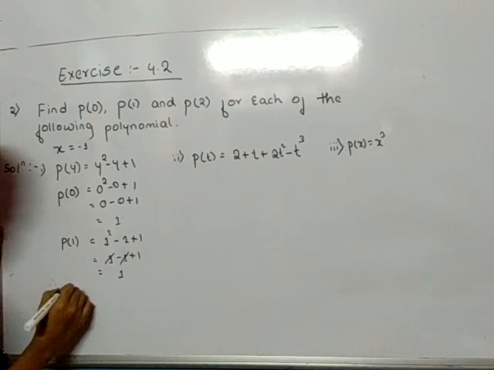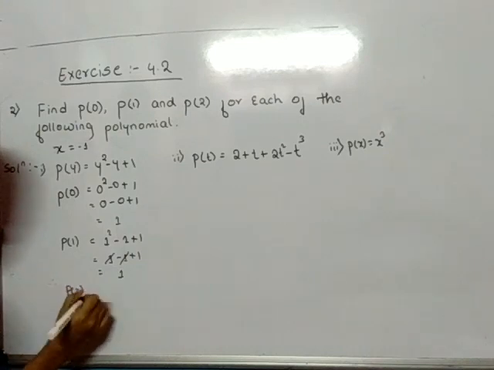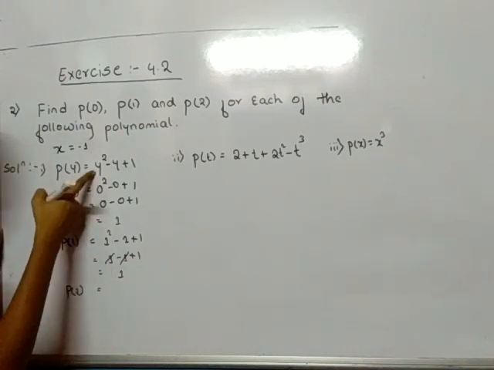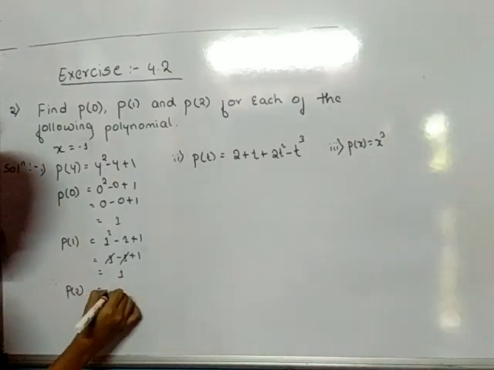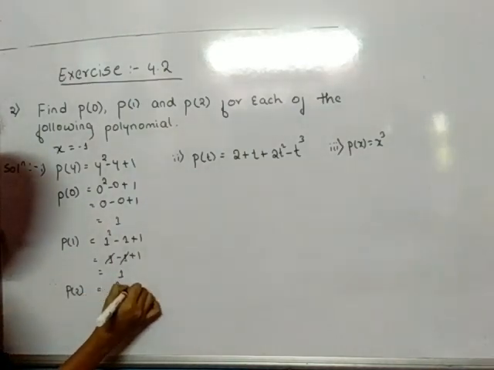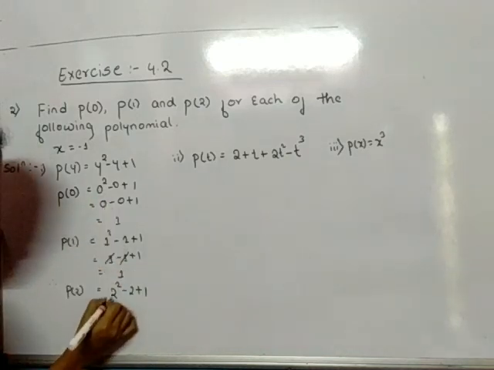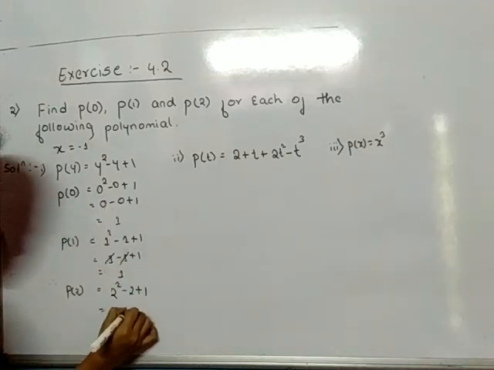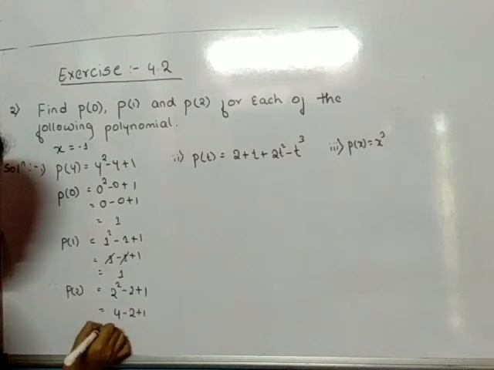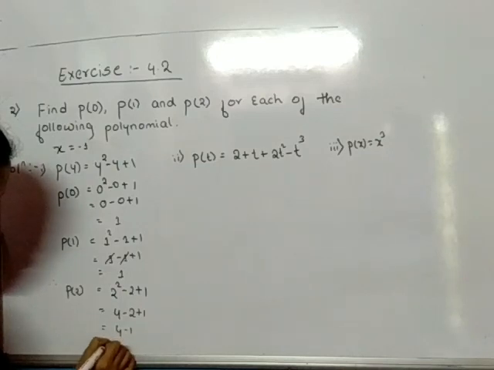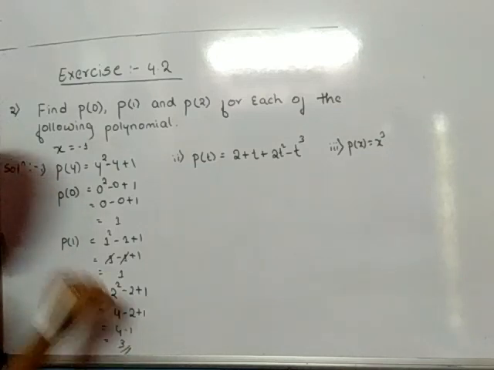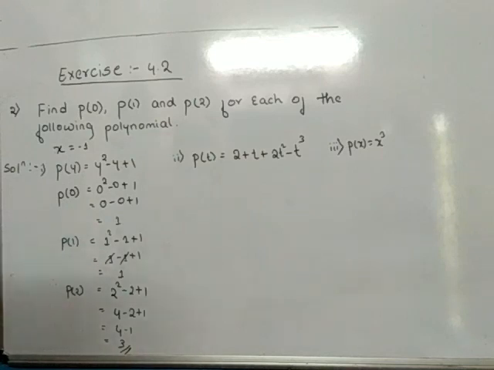Then for the P of 2 we'll check. In place of y, we'll substitute 2 here. 2 square minus 2 plus 1, right? So 2 2s are 4, minus 2 plus 1. We get 4 minus 2 plus 1, that is 3. Right?